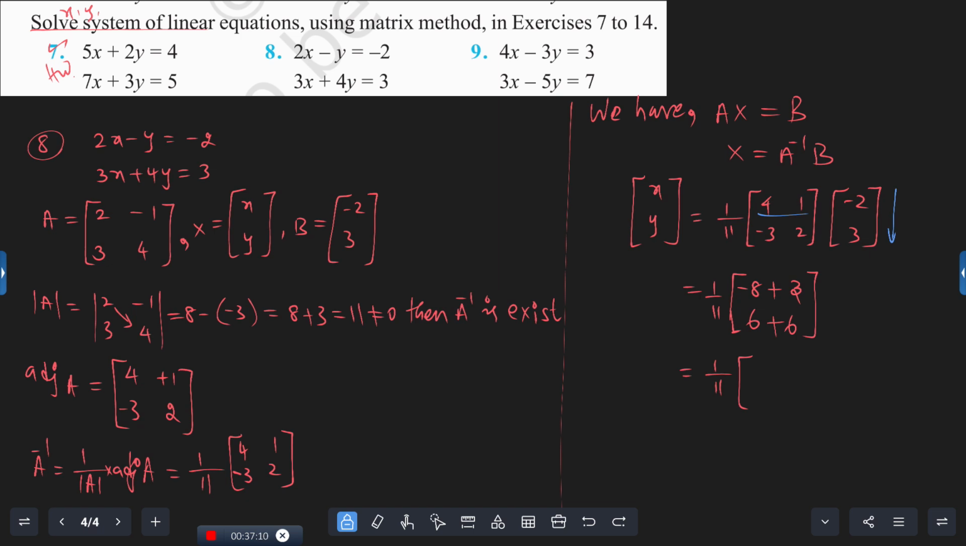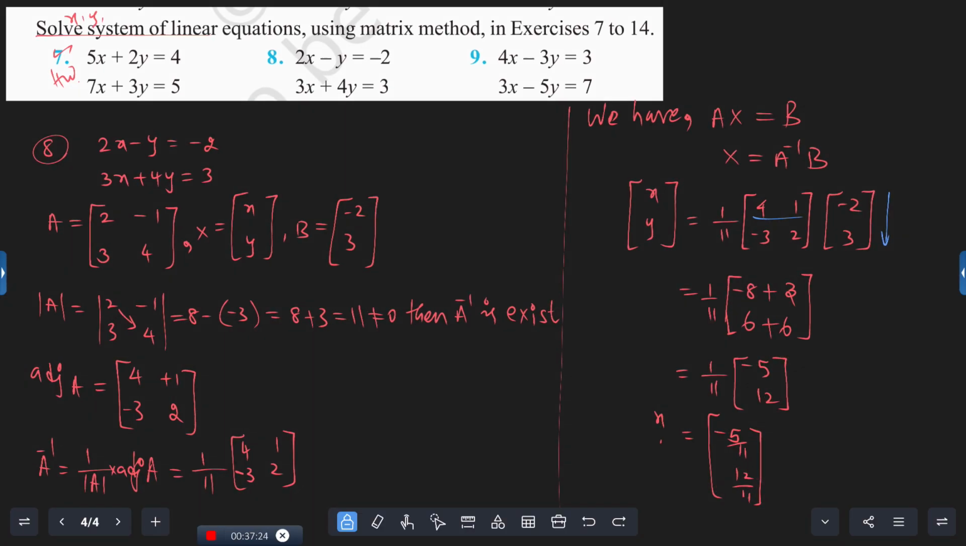Minus 5 plus 12, 11, you can multiply inside. So minus 5 divided by 11 and 12 divided by 11 are my required X value and Y value. Therefore, X is equal to minus 5 by 11 and Y is equal to 12 divided by 11. What is the answer?